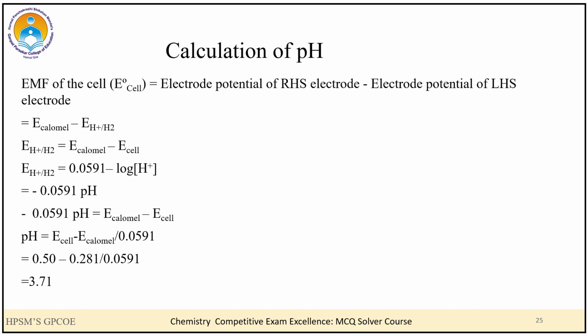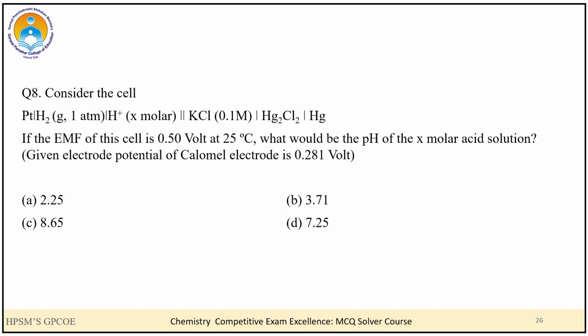Which comes to 0.0591 times minus log of H+, which gives us a value of 0.0591 pH, which is an expansion of the log of H+, which stands for pH. If you use the formula, pH equals E of cell minus E of the reference, that is the calomel, divided by 0.0591, and if we substitute the values, we get a final answer of 3.71. Thus, option B is the correct answer.